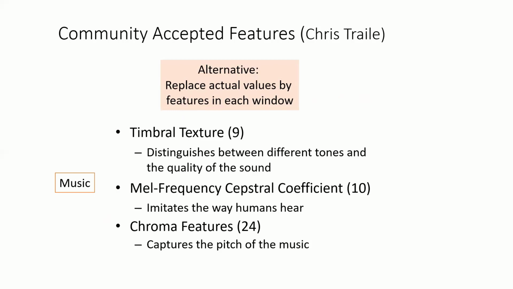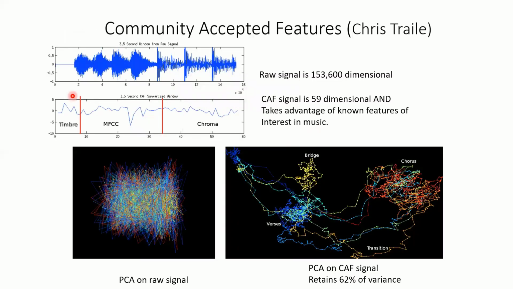Let me give you an example of how this works. Here at the top left we have a signal, a sound recording. These are 3.5 seconds of a sound recording. The raw signal is a high dimensional vector, about 153,000 dimensions more or less. And then what one can do is, in each window of the signal, take summaries. So instead of the raw signal, one can compute things like timbre, as I said before, or these MFCC or chroma features.